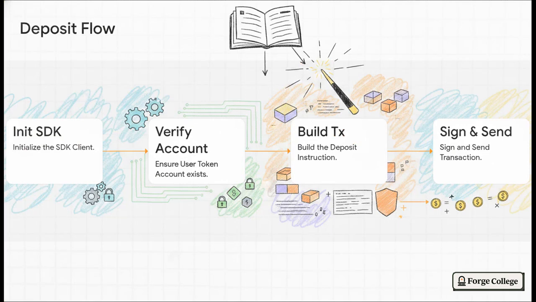Here's the assembly manual. These 4 steps are the exact mechanical sequence you need to move user tokens into the lending program and mint a yield-bearing receipt token in return. You initialize the client, check the accounts, build the instruction, and hit send. Sounds super simple, right? Well, the actual magic happens in steps 2 and 3.